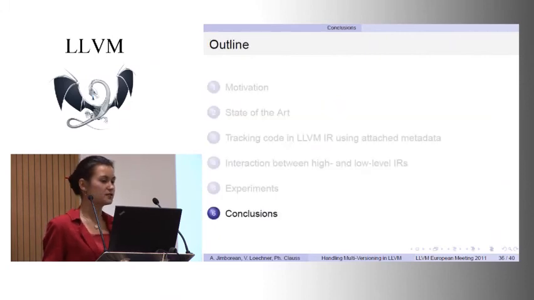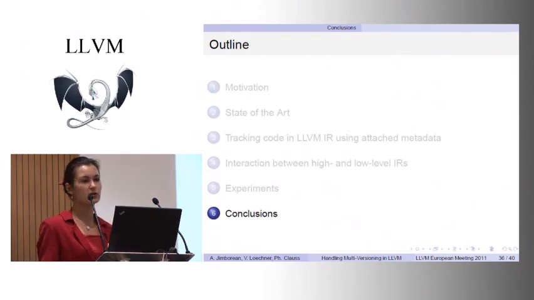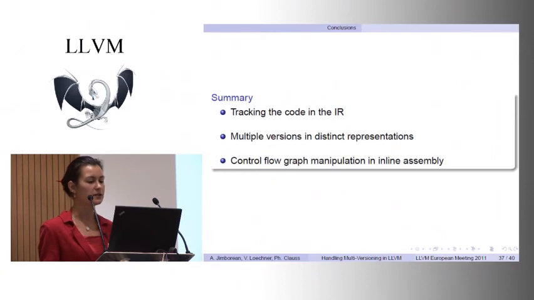To conclude, I would just like to make a summary of what we have talked about today. So it's first tracking the code from the source code into the LLVM intermediate representation using metadata information. Then we create multiple versions in distinct representations depending on the task of the version that we have. And finally, we control the control flow graph in the lower level intermediate representation, in our case in inline assembly.